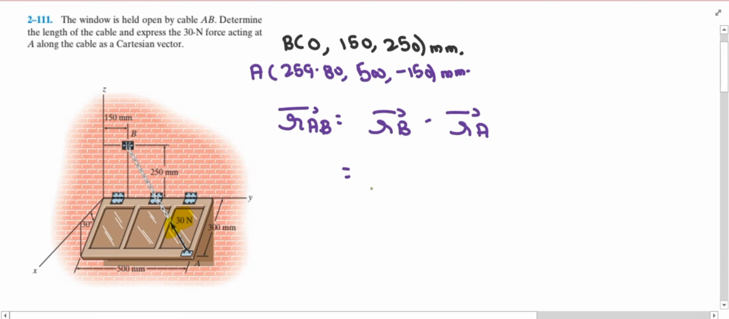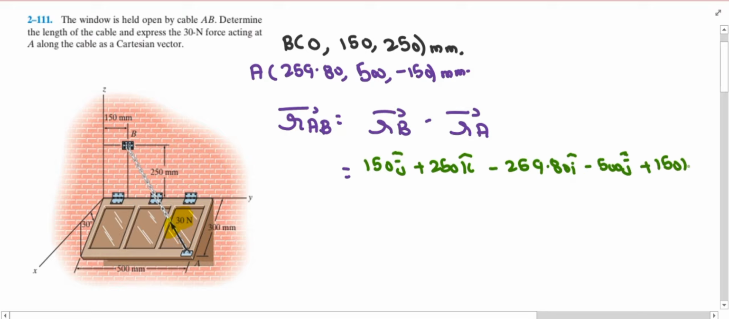So the location of point B is 150 J cap with positive 250 K cap, and the location of point A is negative 259.80 I cap with negative 500 J cap with positive 150 K cap. Now add 150 J cap with negative 500 J cap. So it gives us a result of negative 350 J cap. But first of all, rearrange this expression.